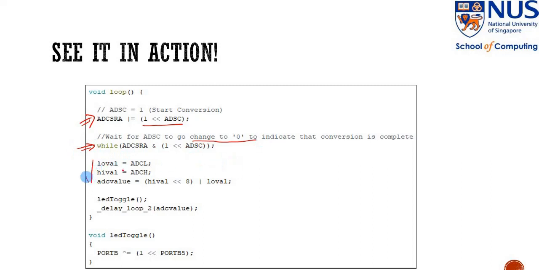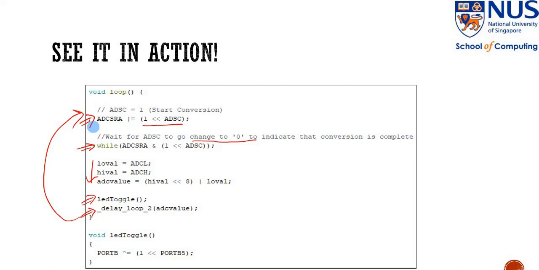Once it is complete, I read the results from the two registers, ADC-L and ADC-H, and pack them together into a single variable, ADC value. After that, I'm toggling the LED and calling a delay routine to delay this loop based on the actual ADC value that I get. Once I'm done, this is considered one sample, and since this is a loop, I'll continuously go back and keep on sampling the data again and again.